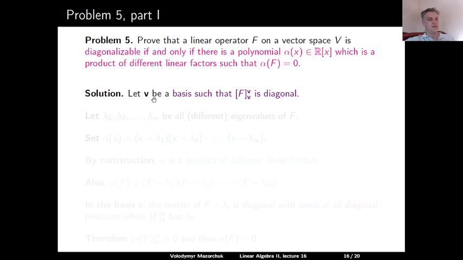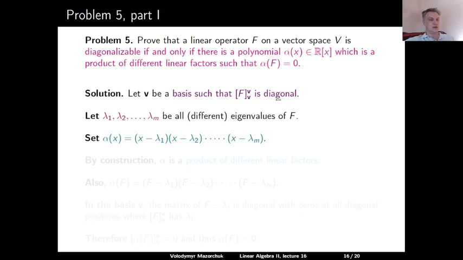Solution. Let V have a basis such that the matrix of f in this basis is diagonal. Let lambda 1, lambda 2, and so on, lambda m, be all different eigenvalues of f. Define the polynomial alpha of x as the product (x minus lambda 1) times (x minus lambda 2), and so on, times (x minus lambda m). By construction, alpha is a product of different linear factors. By linear factor, we mean a factor of the form x minus a constant.